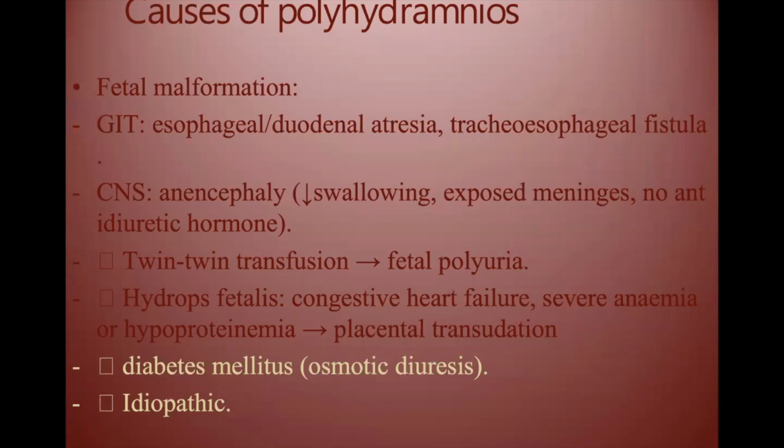Causes of polyhydramnios: fetal malformations from the gastrointestinal tract, such as esophageal or duodenal atresia and tracheoesophageal fistulas. From the CNS, it is anencephaly. It may also be twin transfusion, fetal polyuria, or hydrops fetalis, congestive heart failure, severe anemia, or hypoproteinemia. It's placental transduction, and also diabetes mellitus.